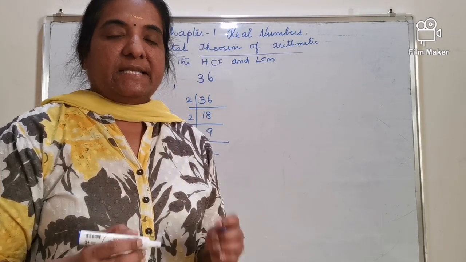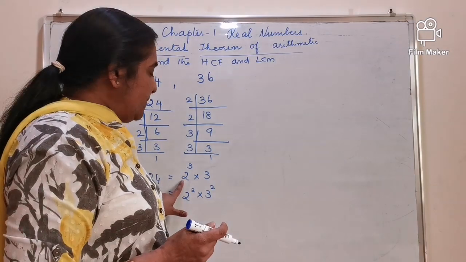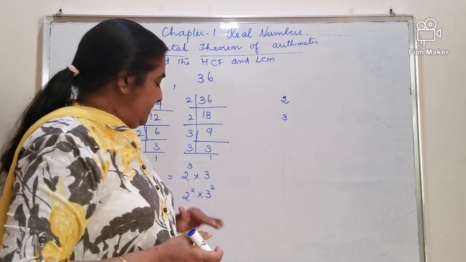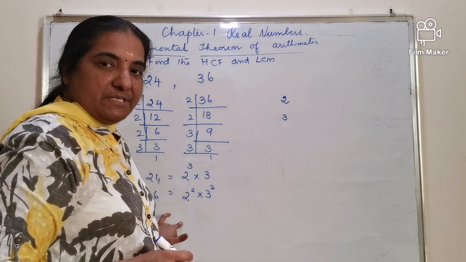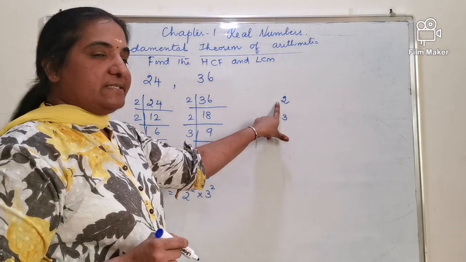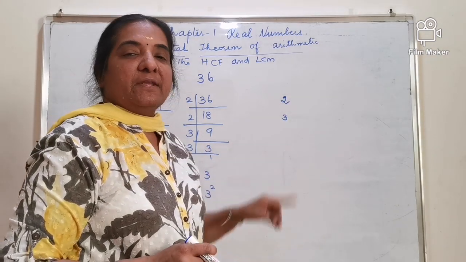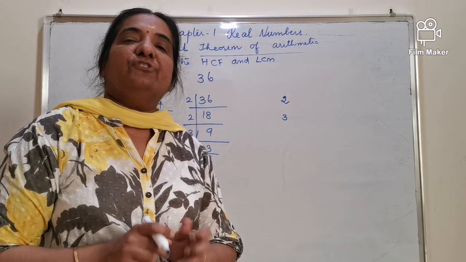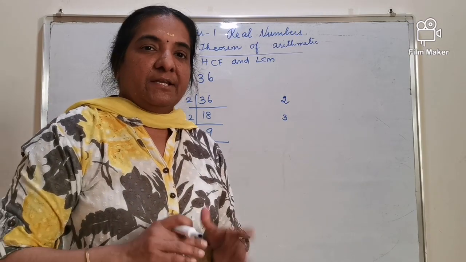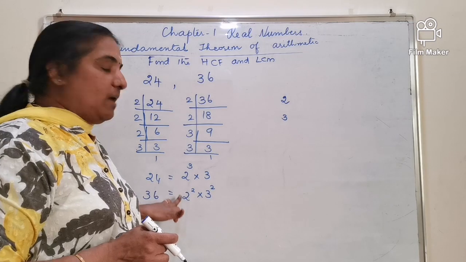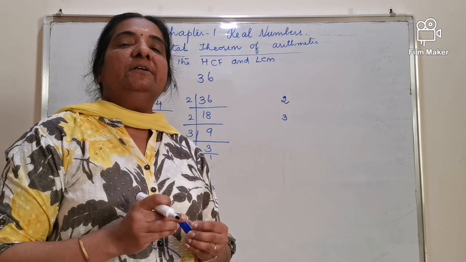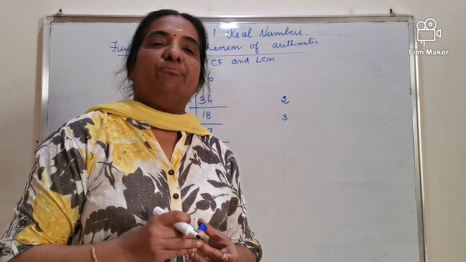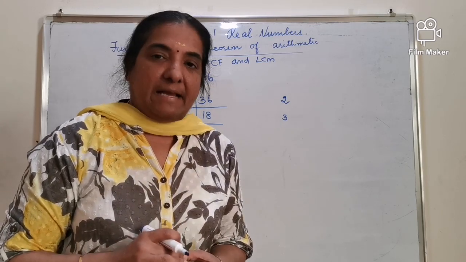Step number 2, you can see the prime factors which are occurring in both the numbers. You can see prime factors 2 and 3 are occurring in the factorization of both composite numbers. Here, both the factors 2 and 3 are common for both of the numbers. It may or may not be so in further examples.